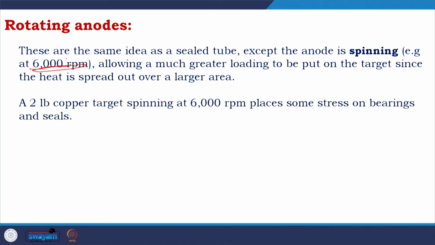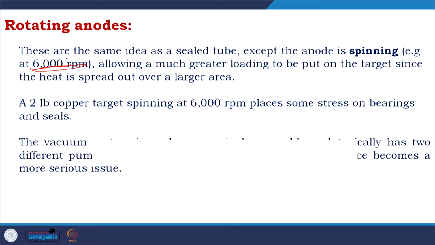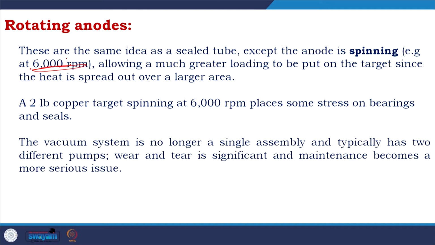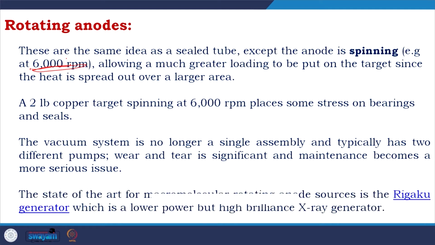A 2-pound copper target spinning at 6000 rpm places some stress on the bearing and seal. So, the target is 2 pounds and it has to continuously rotate at 6000 rpm. So, it creates stress. The vacuum system is no longer a single assembly and typically has 2 different pumps, wear and tear is significant and maintenance becomes a more serious issue.